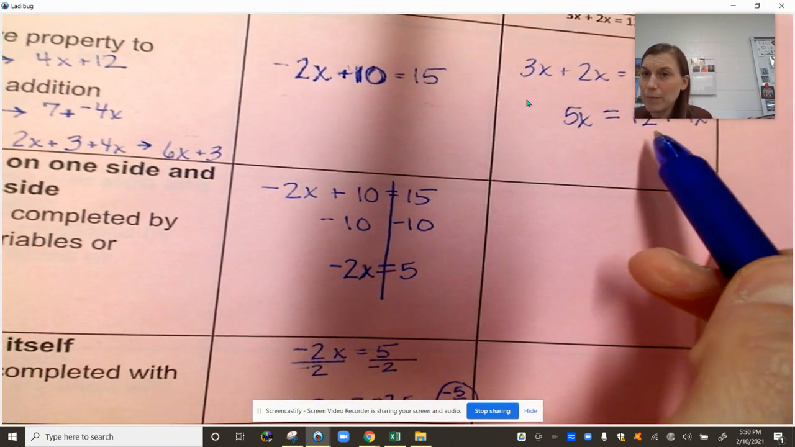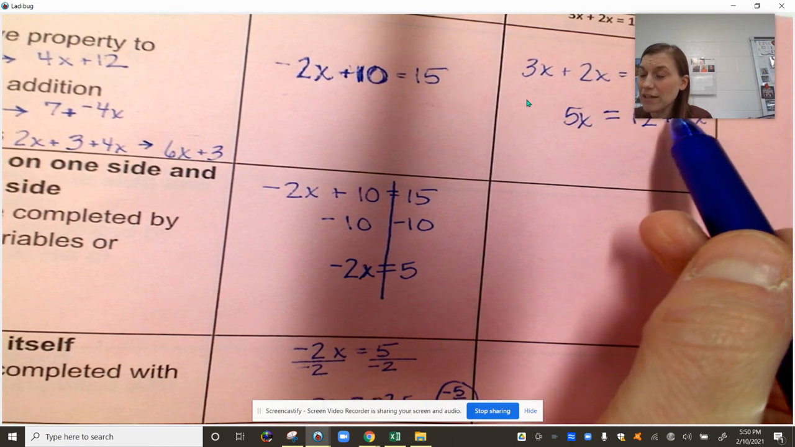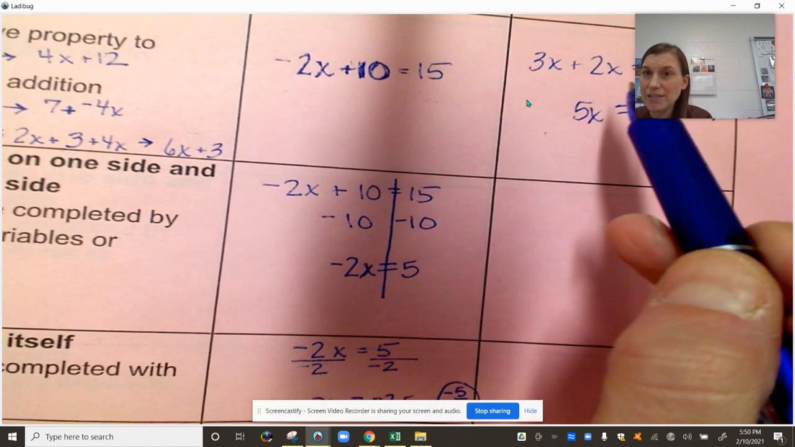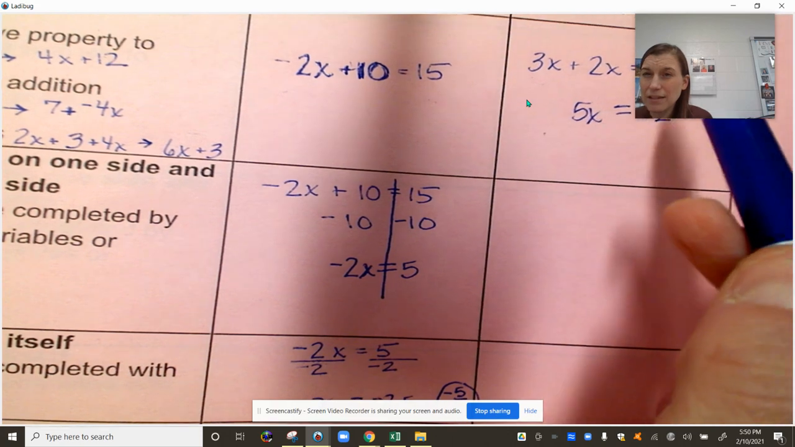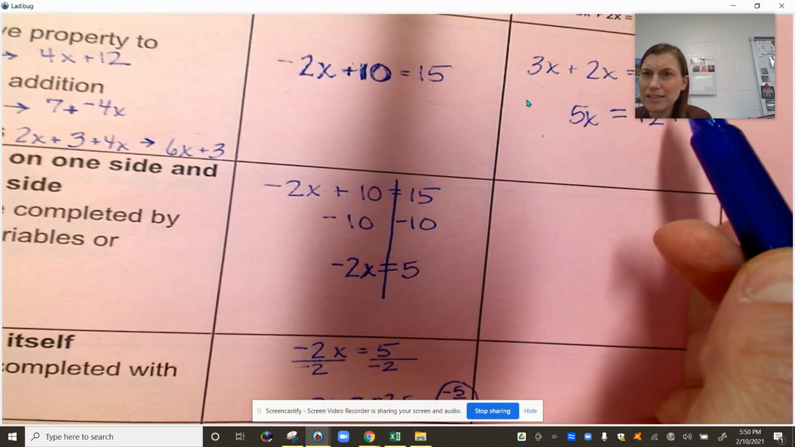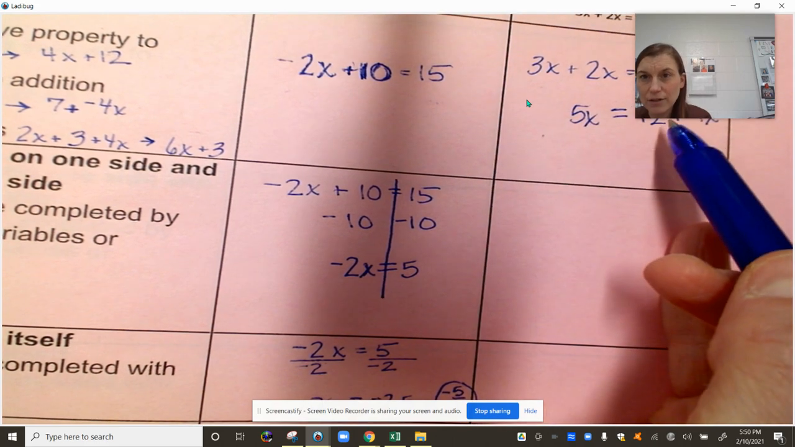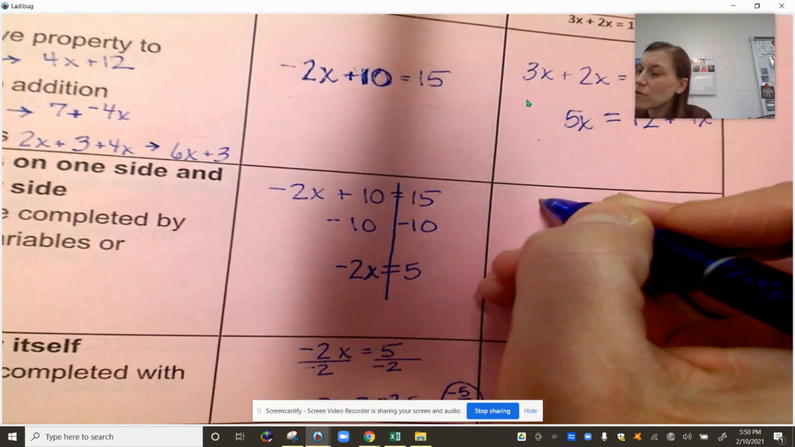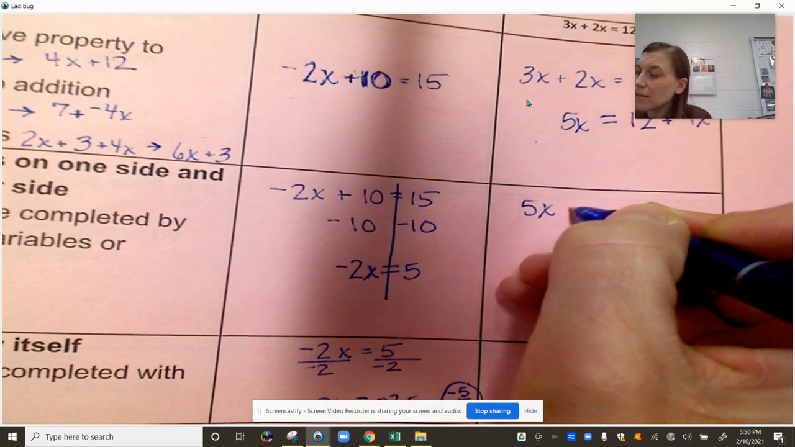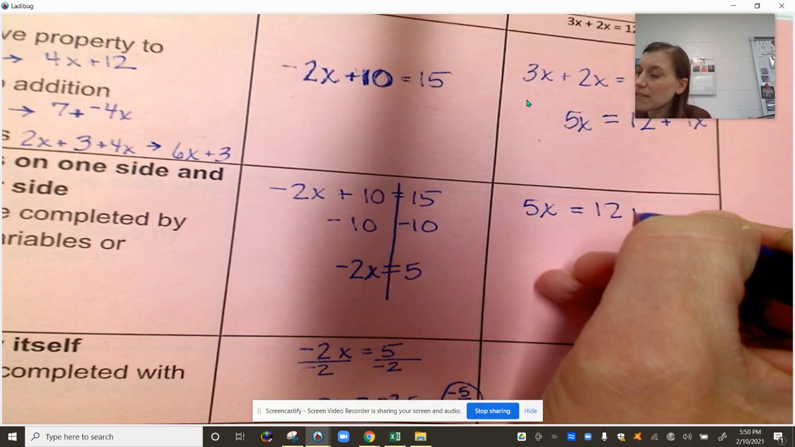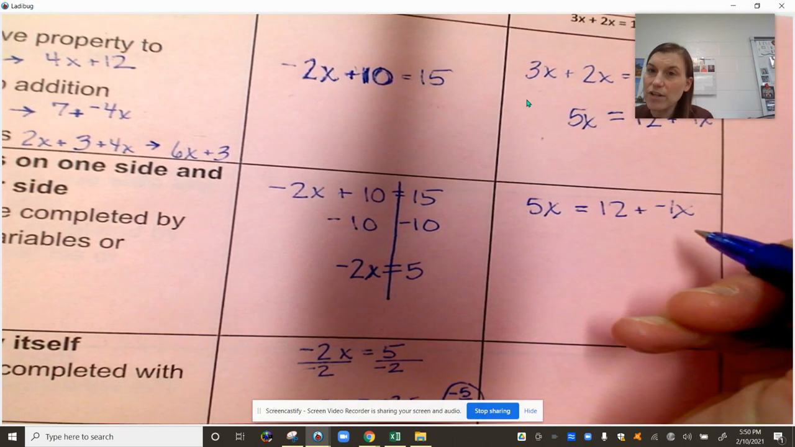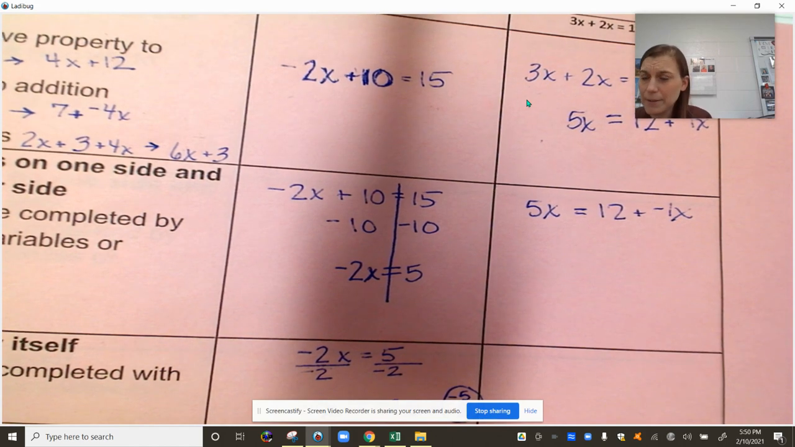In order for a number or a variable to come across the equal sign, I need to use the opposite operation. Think about it almost like a passport to cross the border. You have to do the opposite to get it across. So 5x equals 12 plus -1x is now the equation that we're solving, now that we simplified.